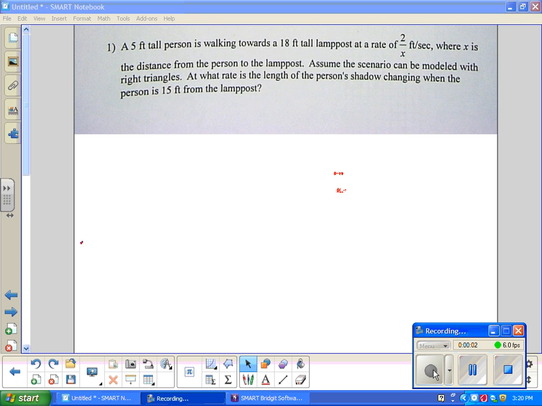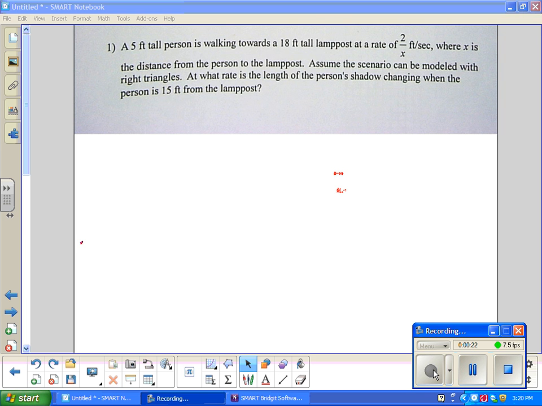All right, going to continue our discussion with some examples. And again, this is a related rate. We'll talk about y in a second. A 5-foot tall person, he's actually shorter than me, is walking towards an 18-foot tall lamppost at a rate of 2 over x feet per second, where x is the distance from the person to the lamppost.